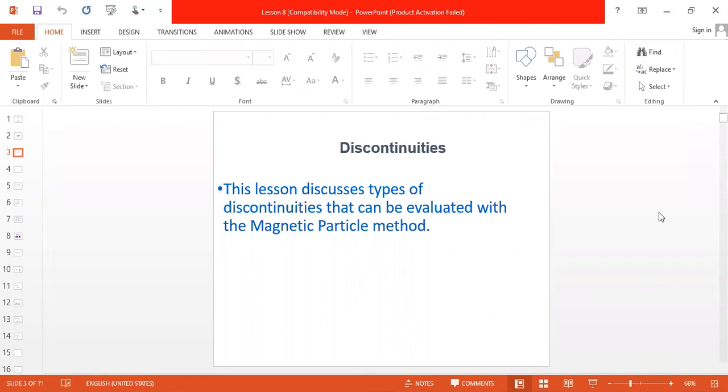Now you know the difference between discontinuities and defect. Discontinuity means the indication which will not affect the life of the job or the performance of the job. We can say discontinuities. And the defect means the indication which will affect the life of the job or the performance of the job. Then we can say defect.